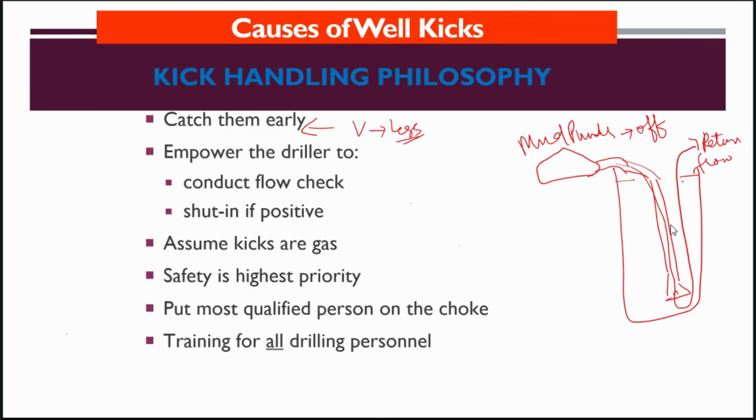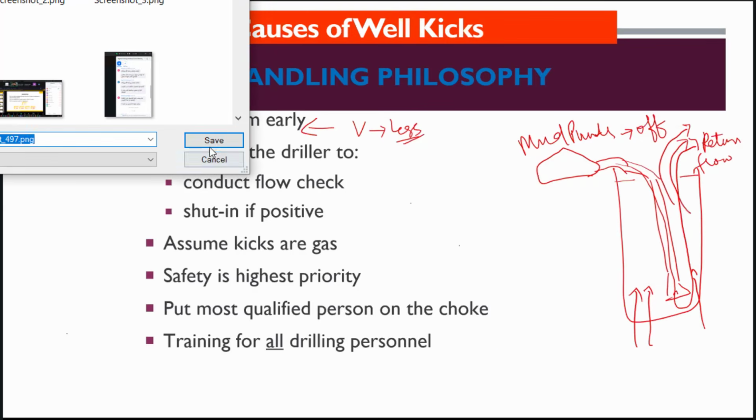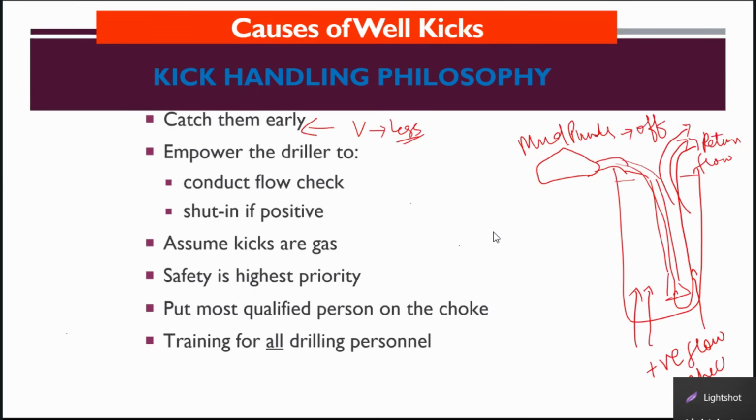But if your pumps are off and you are still getting return flow, where is this flow coming from? It is coming from the well, from the formation. This is called a positive flow check. When you check the flow and it is positive, it means you got a kick.